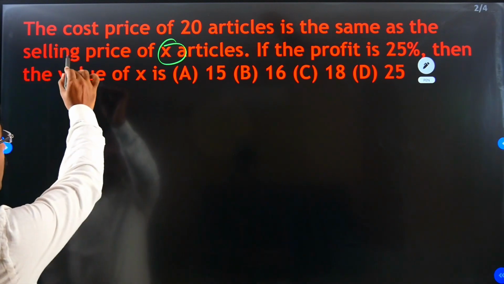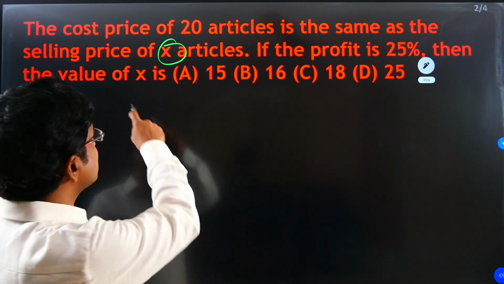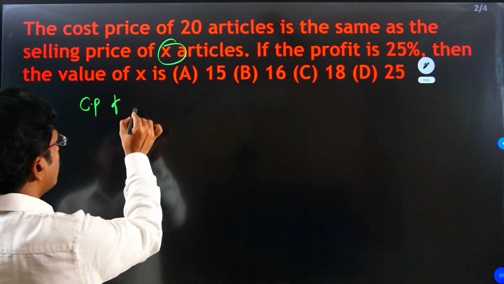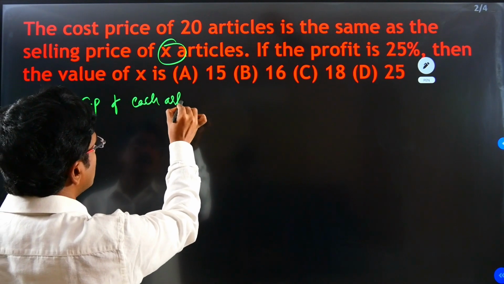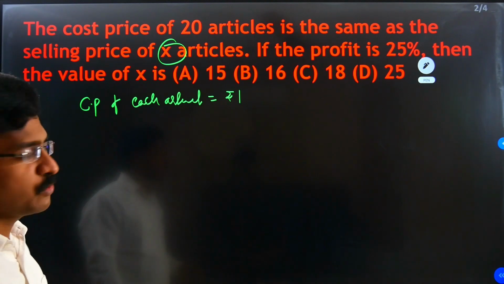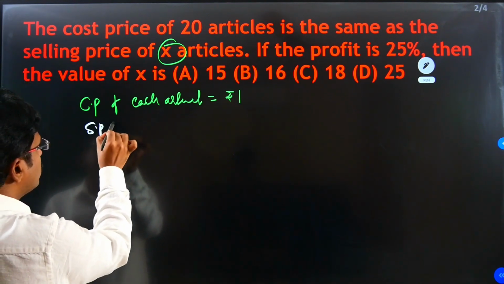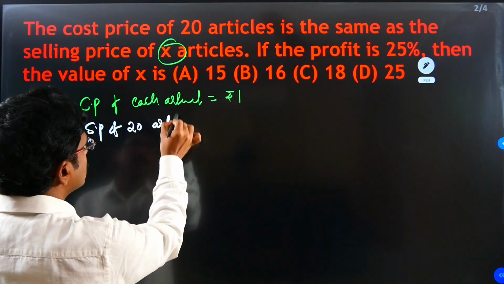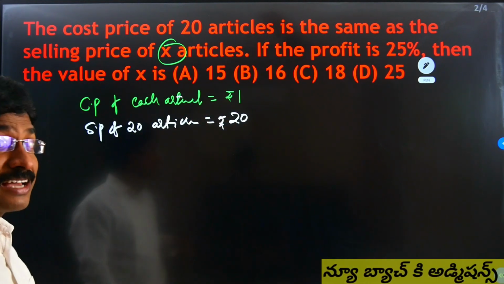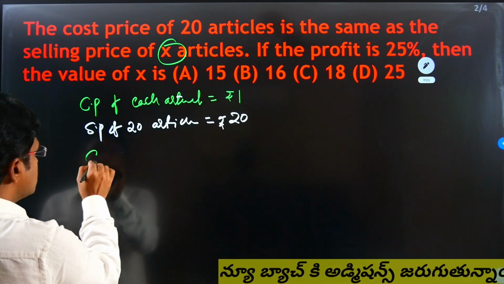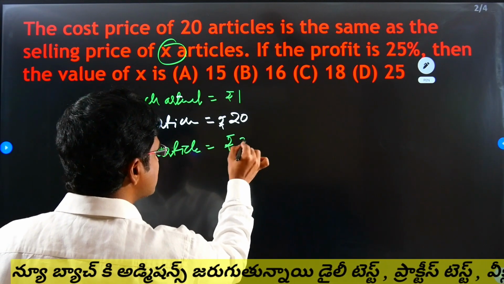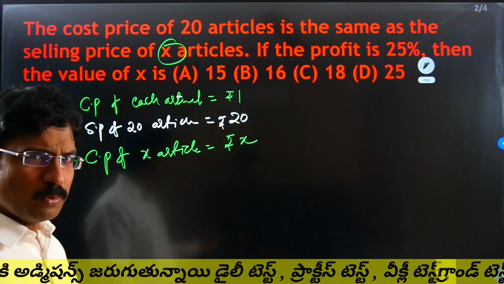Right, see here, the cost price of 20 articles is the same as the selling price of X articles. For example, the cost price of each article is rupees 1. Then the SP of 20 articles is 20 rupees. Why? Because cost price and selling price are equal, they said that. Okay. Now, the CP of X articles must be rupees X only.